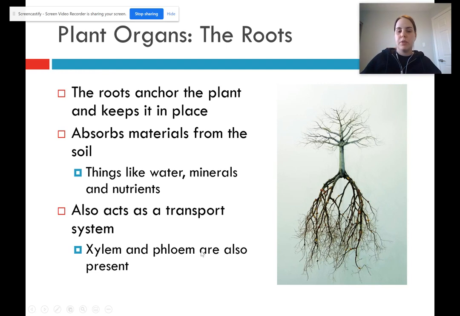And it also has a transport system in it. So there is xylem and phloem also in the roots. And similar to what we said before, the xylem are going to take things from the roots up to the stem, to the leaves, to the flowers. And the phloem is going to take things that have been sent from the leaves, the stems, the flowers back down deeper into the roots.